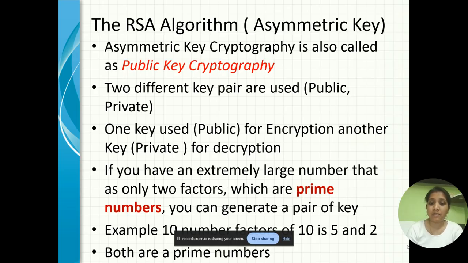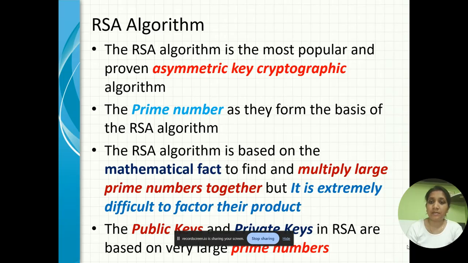If you have an extremely large number that has only two factors, which are prime numbers, you can generate a pair of keys. Example: for the number 10, the factors are 5 and 2, both prime numbers. RSA is the most popular and proven asymmetric key cryptographic algorithm. Prime numbers form the basis of RSA. It is based on the mathematical fact that multiplying large prime numbers together is easy, but it is extremely difficult to factor their product. The public and private keys in RSA are based on very large prime numbers.